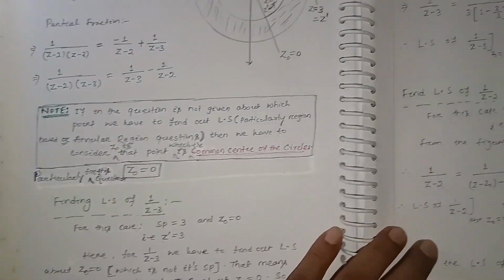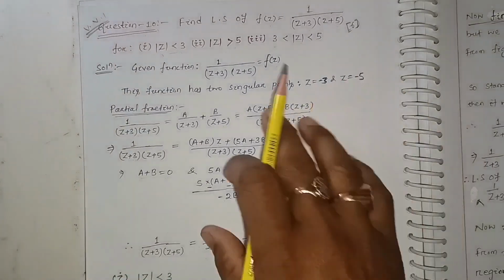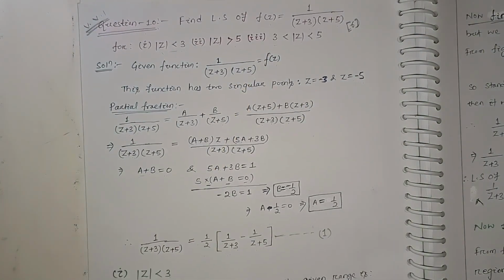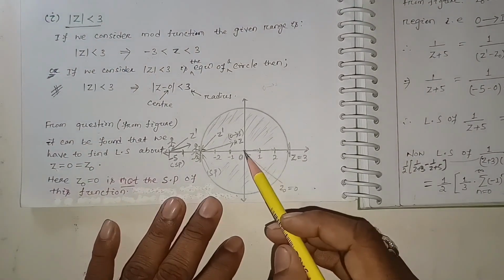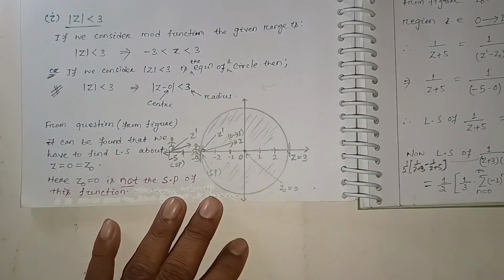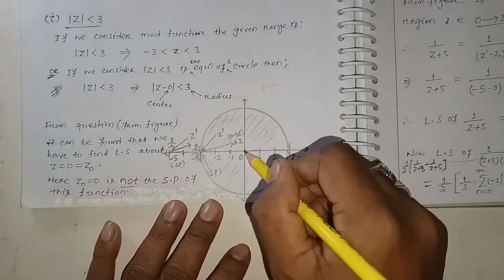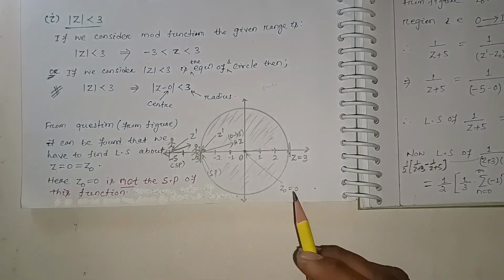Okay, so here in this case, also in the question it is not given about which point we have to find the Laurent series. For this question, you can see in the figure the center is at 0. Only one circle is there and the center is at 0, and this center will be considered as z0. z0 will be equal to 0 for this question.